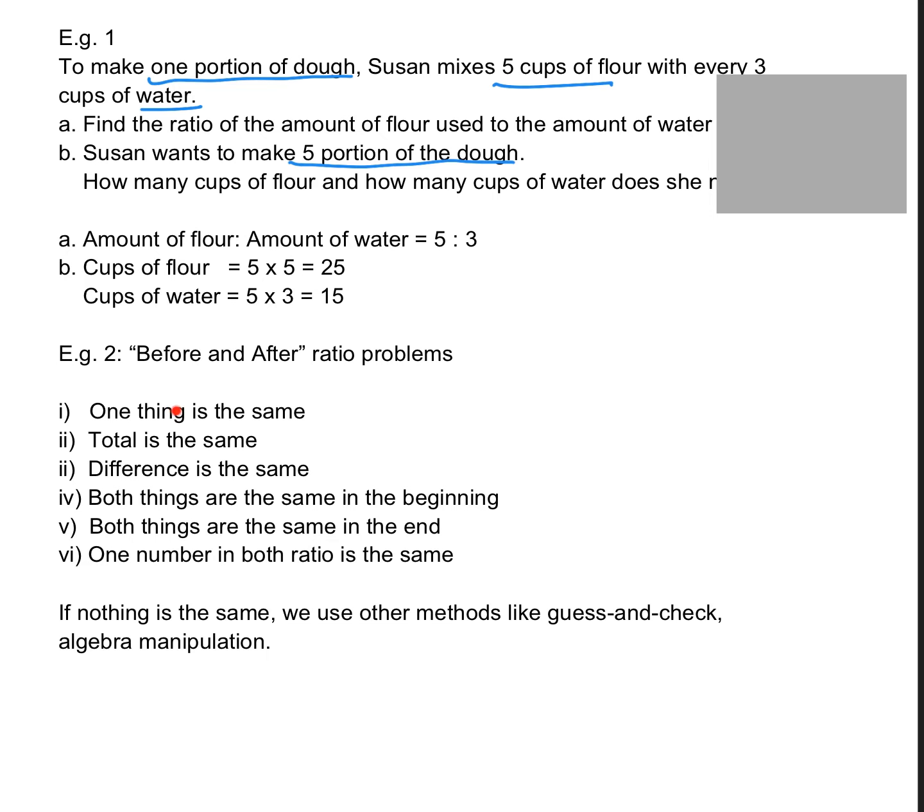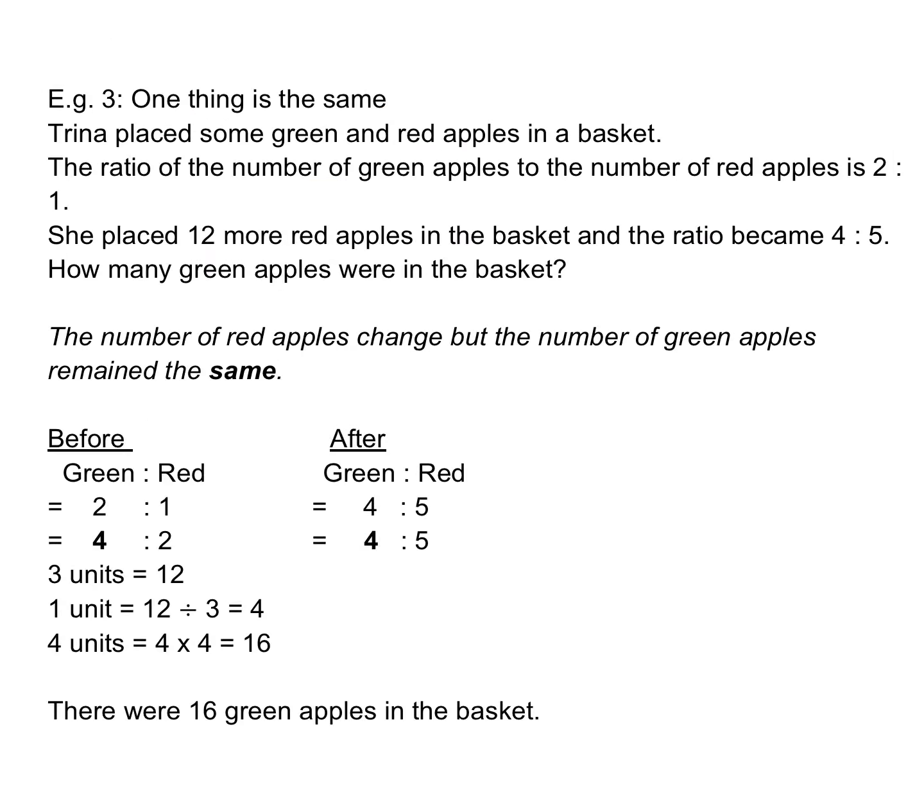Is it one thing is the same, or the total amount is the same, or are we talking about age? Is the difference the same, or are both things the same in the beginning, both things the same in the end, or one number in both ratios the same? If nothing is the same, we can use guess and check or algebra manipulation.